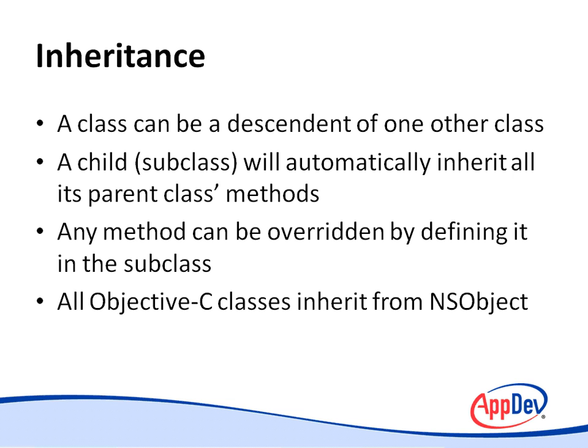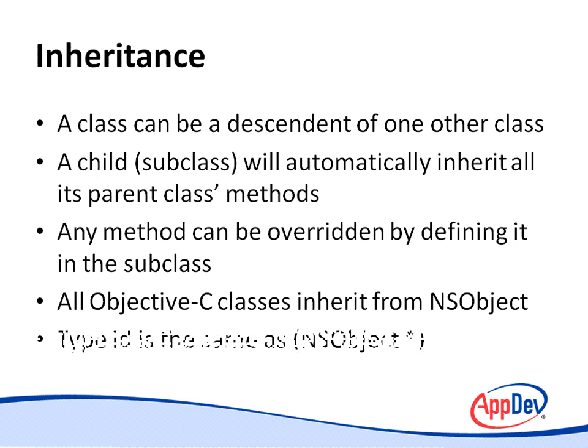And the other important thing to know is that all Objective-C classes will inherit from NSObject. So that's the base class on which everything else is designed. And the type ID is the same as NSObject. So you'll see things called ID in the code, and that just means it's some type of NSObject. So let's actually look at the code and build ourselves a class.